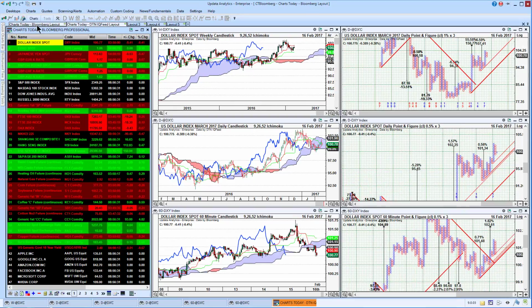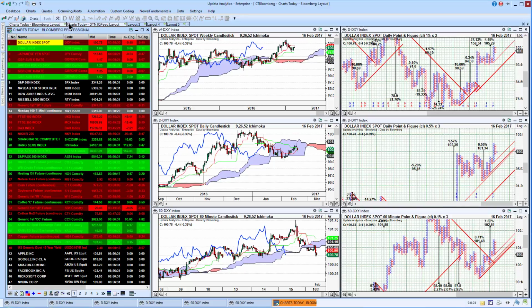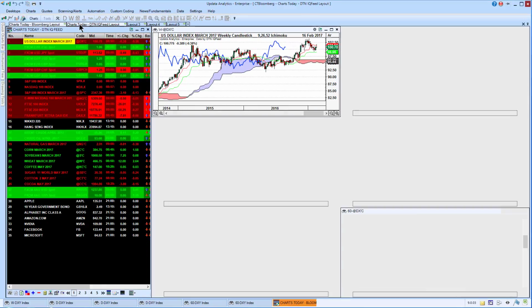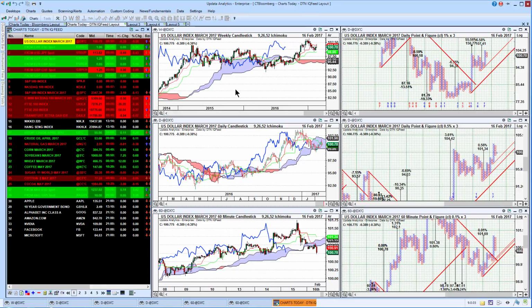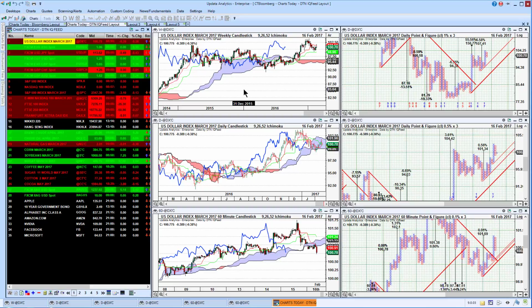I often use the Bloomberg feed. Sometimes you'll see me using Reuters. Of course, the beauty of Updata is it runs on multiple services. So here I'm running on Bloomberg. Here I'm running on my DTN feed. There's a whole host of feeds that you can run on with Updata. So that's the power of the system.